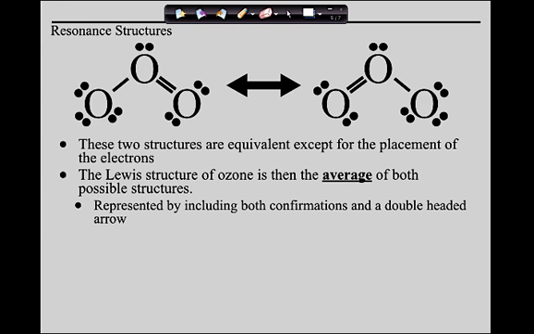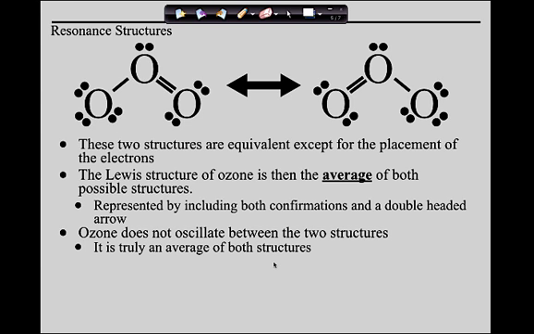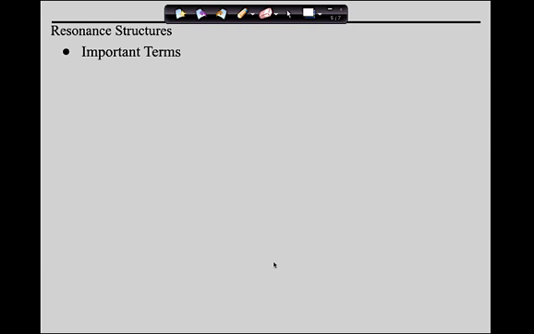And so guys, I'll give you this word again in a minute. Each one of these is what is called a conformation. And we separate them with a double-headed arrow. Guys, understand though that ozone does not oscillate between the two. It is truly the average of both structures, both conformations. You get the idea? Okay, so what are we going to do then for terminology?